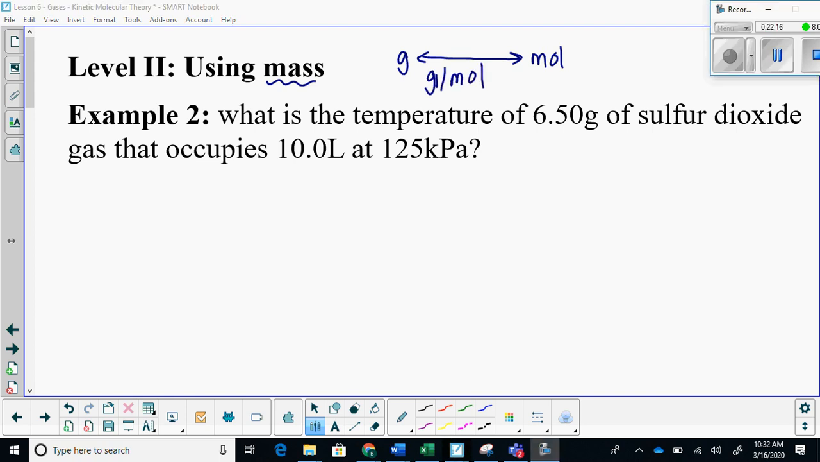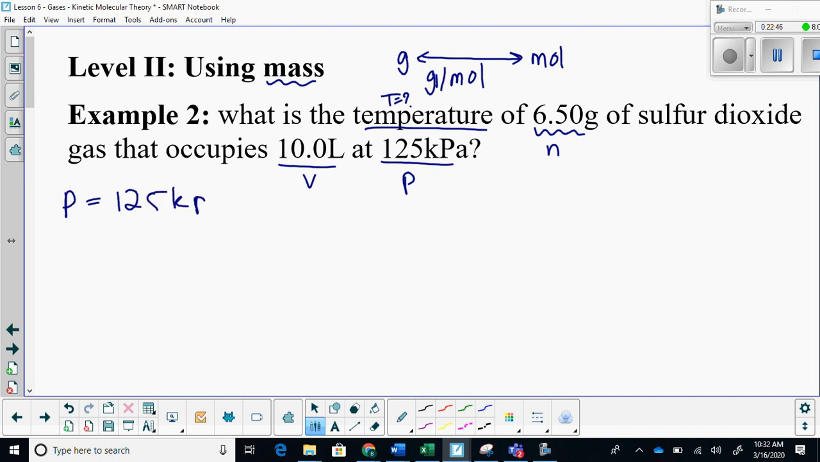Okay, so it's asking us what the temperature, so we're looking for T, of 6.5 grams of sulfur dioxide that occupies 10 liters, that's V, at a pressure of 125 kilopascals. Like I said, when you have mass, you have moles. So let's list our variables. P is equal to 125 kilopascals. Volume is 10 liters. N is 6.5 grams.